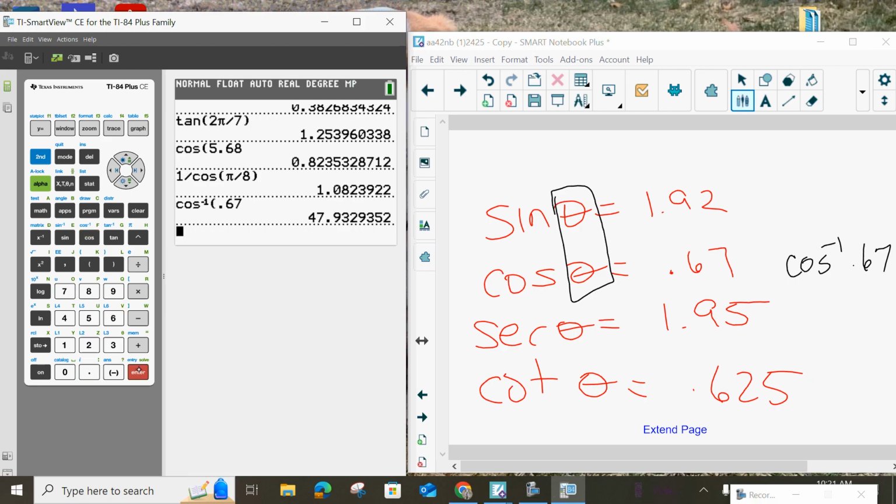Did you guys get 47.933? Degrees, right? You got to put degrees. 47.933 degrees. Go do sine. So the cosine one was 47.933. Go do the sine one. What is it? Why is it an error?